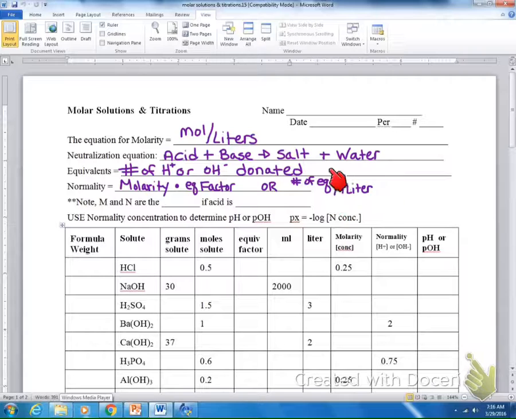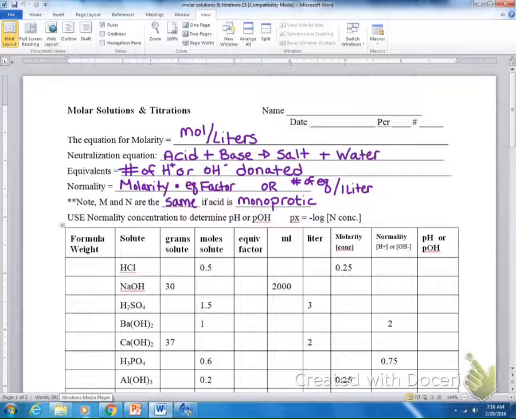So remember, we can use this in a T-chart if necessary. Something to note, molarity and normality are going to be the same if you have a monoprotic acid, because normality is molarity times the equivalence factor. If you have a monoprotic acid, it's 1 hydrogen, so your equivalence factor would be 1.